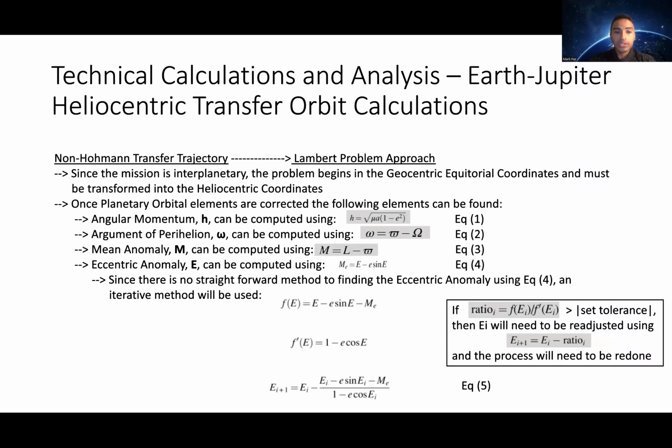Since this is a non-Hohmann transfer trajectory, we will be using the Lambert problem approach. Since the mission is interplanetary, we will begin with a geocentric equatorial coordinate system, and we will transform into heliocentric coordinates. Once the planetary orbital elements are corrected from the previous slide, we will be able to find the angular momentum, argument of perihelion, mean anomaly, and the eccentric anomaly. But for the eccentric anomaly, we will have to do an iteration with an error tolerance set at 10 to the negative fifth, and we will have to keep comparing it until our ratio is smaller than that to ensure that it is within that tolerance. Next slide.